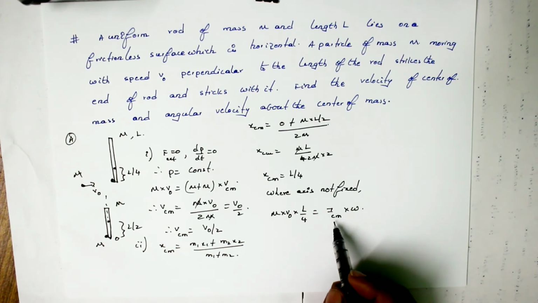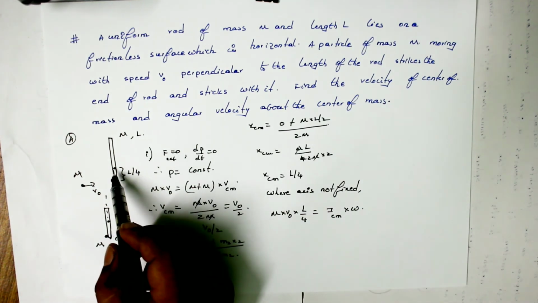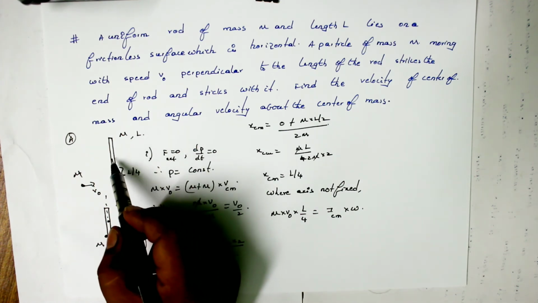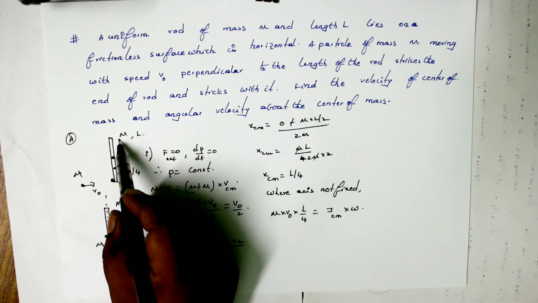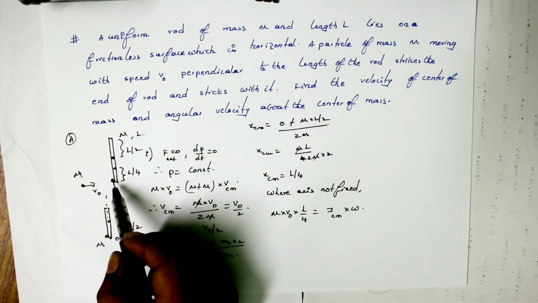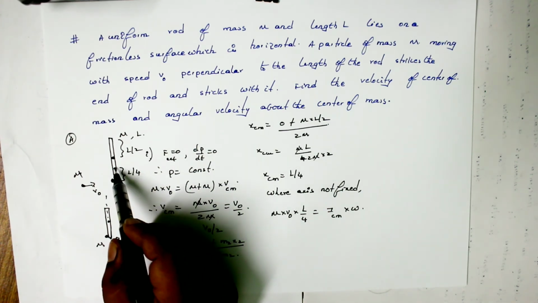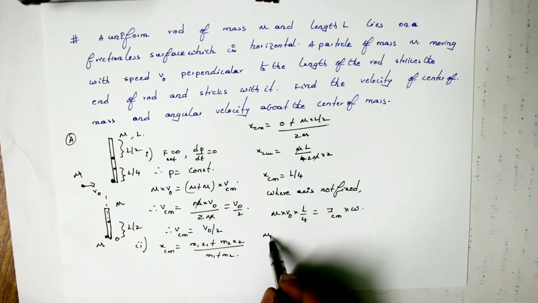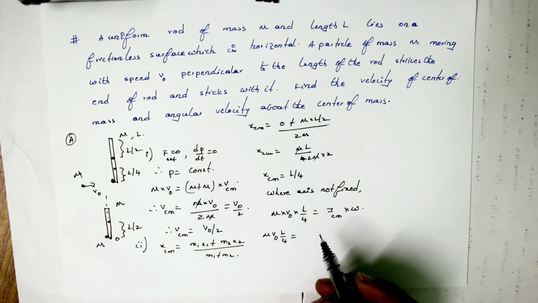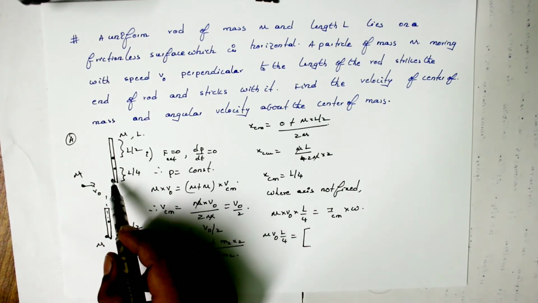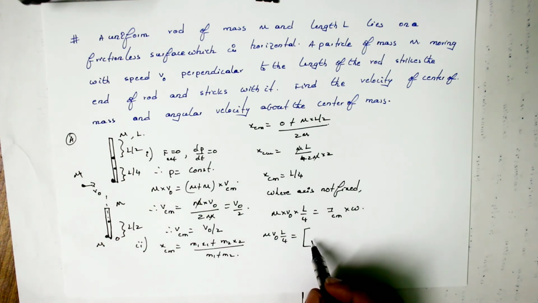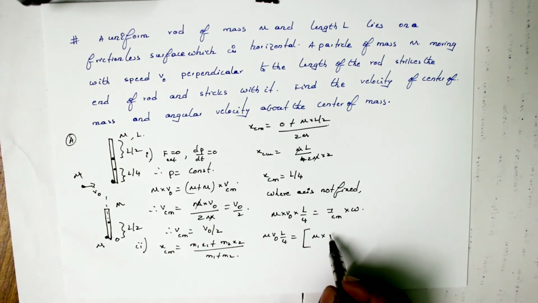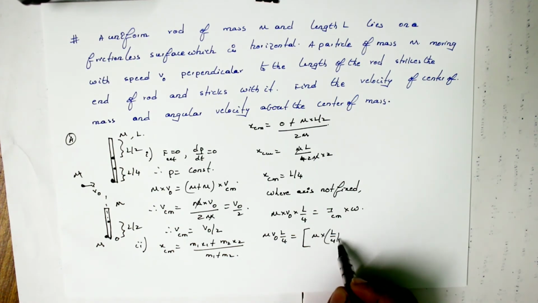Now what about the moment of inertia about the center of mass? About the center of mass, two bodies are contributing. One is the rod itself, whose center is at a distance of L by 2, and there is one more particle, this point mass, which is present at a distance of L by 4. So m v naught L by 4 is equal to, first I will write the moment of inertia of the particle at a distance of L by 4. For a single particle, moment of inertia is mr square, so m into L by 4 whole square.